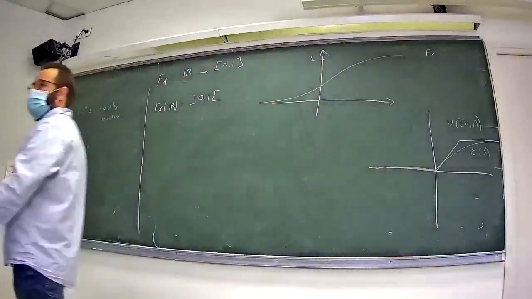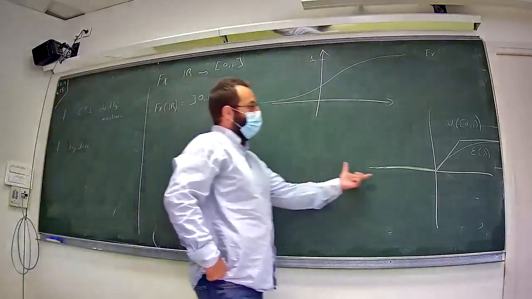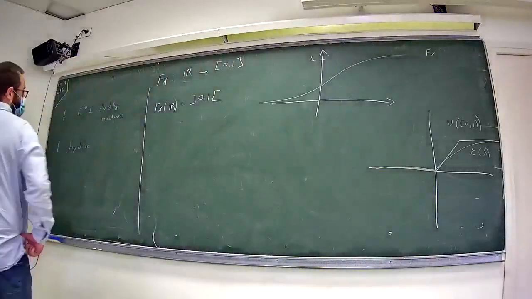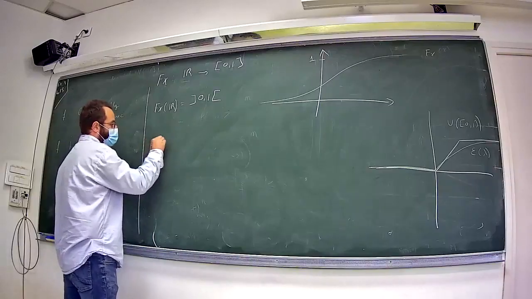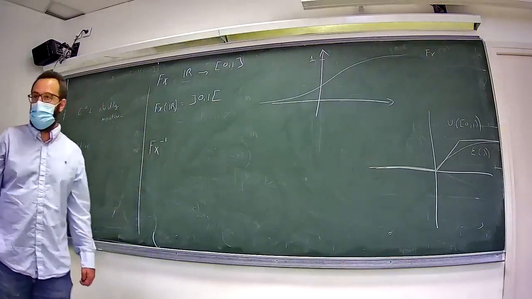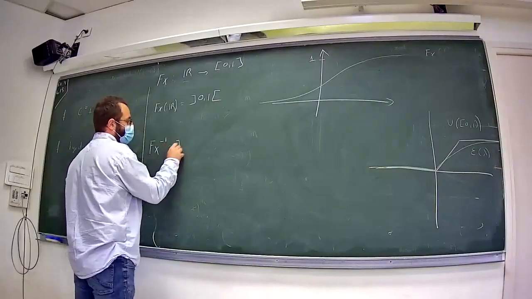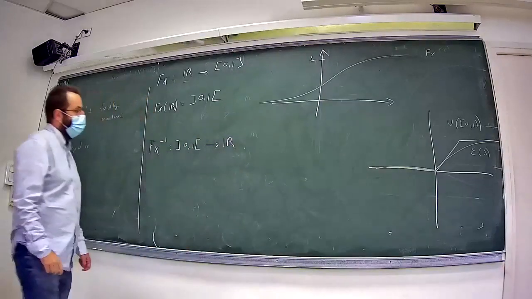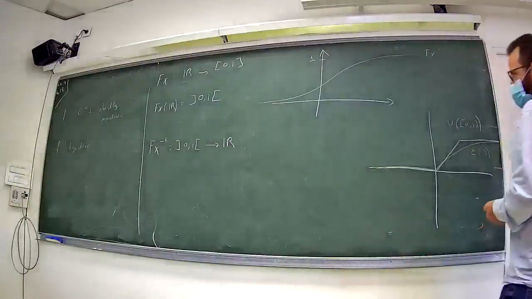My limit in minus infinity would be 0, my limit in plus infinity would be 1, and I am strictly increasing. Okay, so I am not in these situations, because I am not strictly increasing in this situation, but I have something like this. So it means that I can define F_X^{-1}, that is something from (0,1) into R, the inverse.